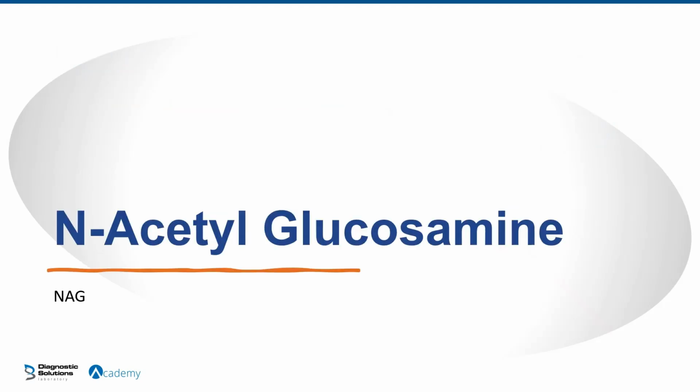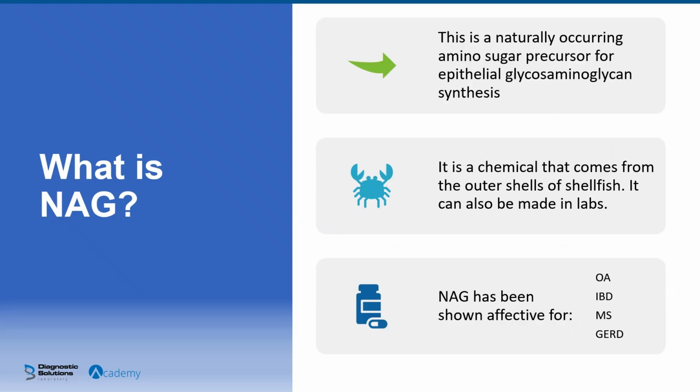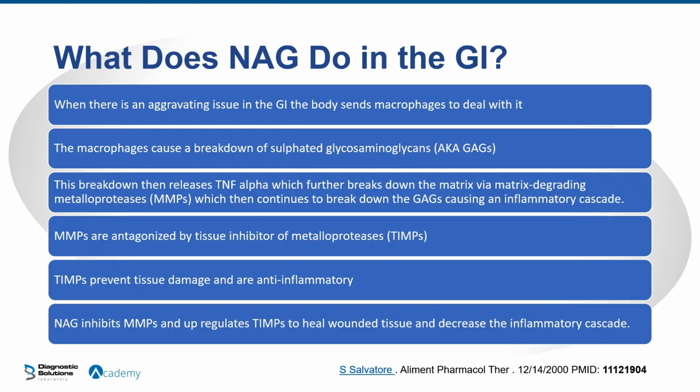Let's talk about why I did what I did. N-acetylglucosamine is a naturally occurring amino sugar precursor for the epithelial cells. It's basically a chemical that comes from the outer shell of shellfish, and it is made in a lab. And it's been shown effective for inflammatory bowel disease, osteoarthritis, MS, as well as GERD, or gastroesophageal reflux disorder.